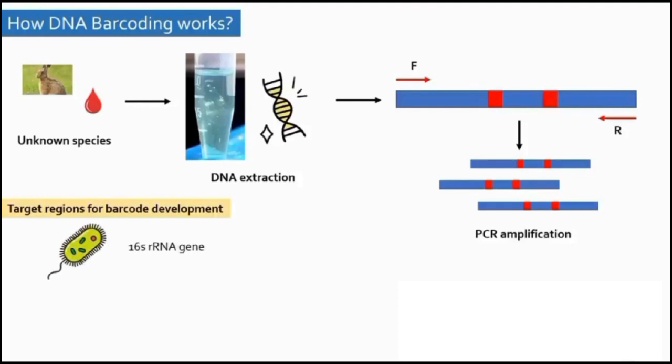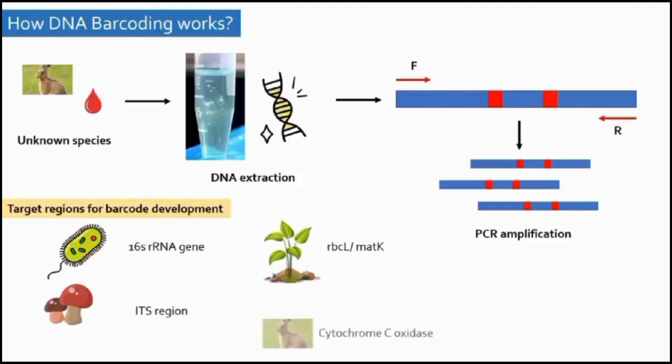For example, the 16S ribosomal RNA gene is the target in bacteria. For fungi, it is the internal transcribed spacer region or ITS region. The rbcL gene of chloroplast and the matK gene are suitable for developing DNA barcodes in plants. In animals, a segment of the mitochondrial gene cytochrome c oxidase serves as the target region for developing the DNA barcode.